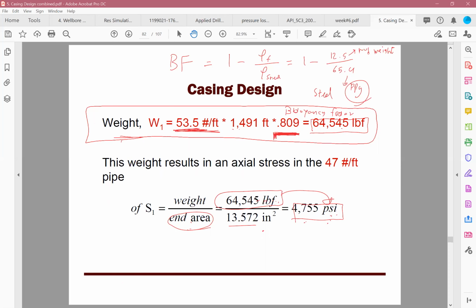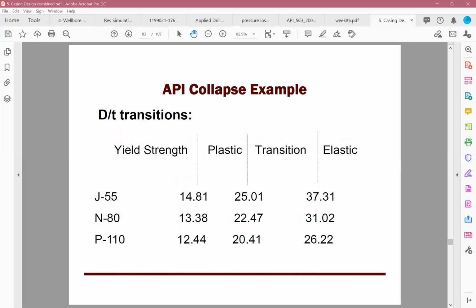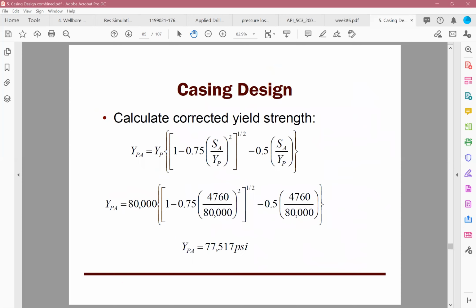based on this stress, you can calculate what? Before going here, before talking about that, you need to calculate a new yield strength for your pipe, for 47 pound per feet pipe. Why? Because there is a 4,700 PSI stress being applied to that casing. And that casing was N80, right?